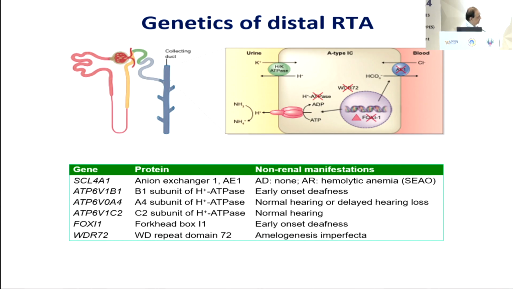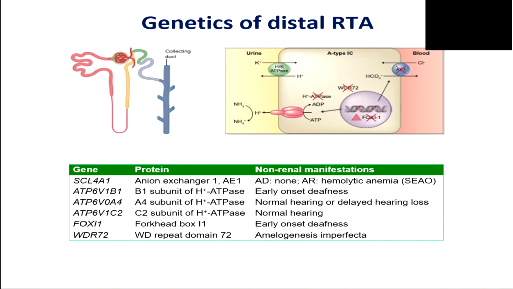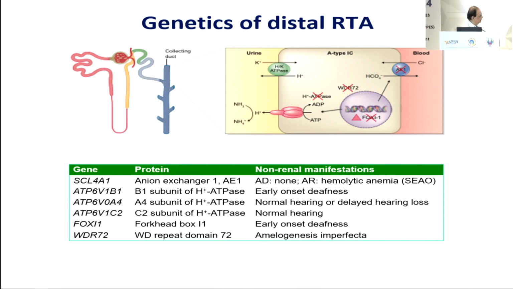Then there is FOXI1. FOXI1 is the Forkhead box I1 protein, which is a new gene that was discovered about 6 years back. This again can cause distal RTA with early onset deafness, and we'll talk briefly about WDR72 later. So these are the chief genes that cause distal renal tubular acidosis. So you have the SLC4A1, which is the anion exchanger gene, the three hydrogen ATPase genes.